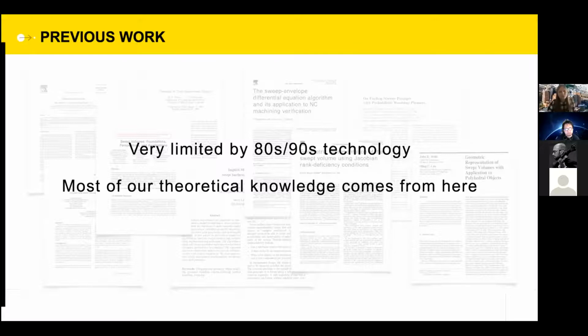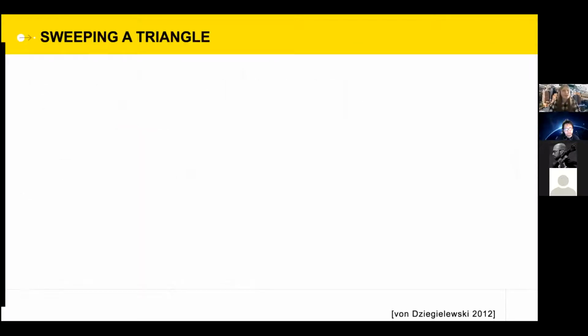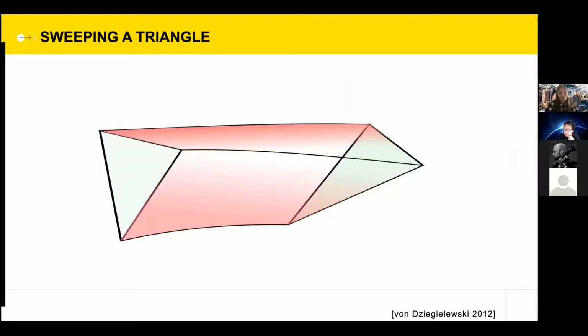Okay, so let's move on from these and think, with today's technology, how would we do this? Let's consider the most common shape representation, which is a triangle mesh. And the simplest triangle mesh ever is made of just one triangle. So let's sweep a triangle along a rigid trajectory.